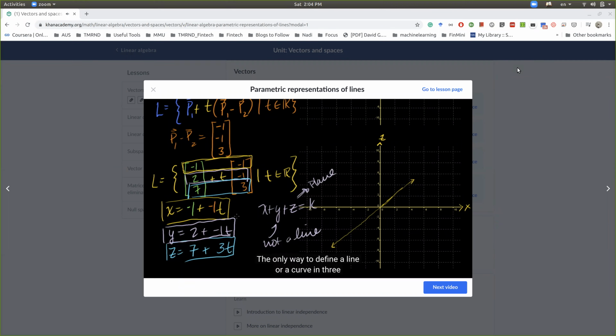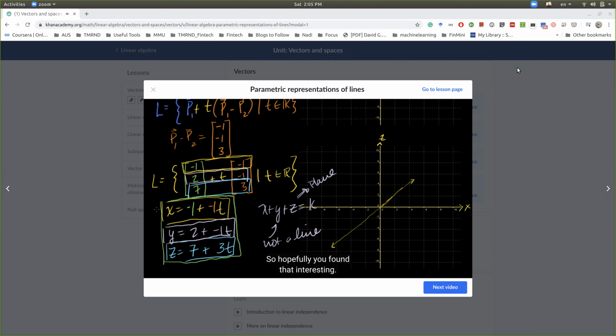The only way to define a line or a curve in 3 dimensions is, if I wanted to describe the path of a fly in 3 dimensions, it has to be a parametric equation. If I shoot a bullet in 3 dimensions and it goes in a straight line, it has to be a parametric equation. So these are the equations of a line in 3 dimensions.